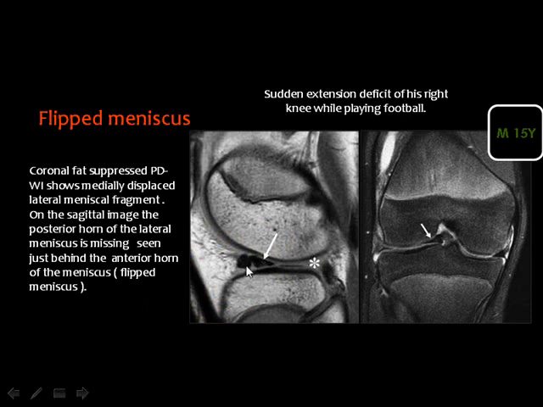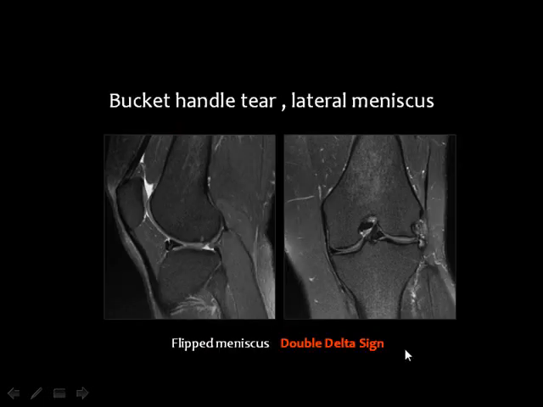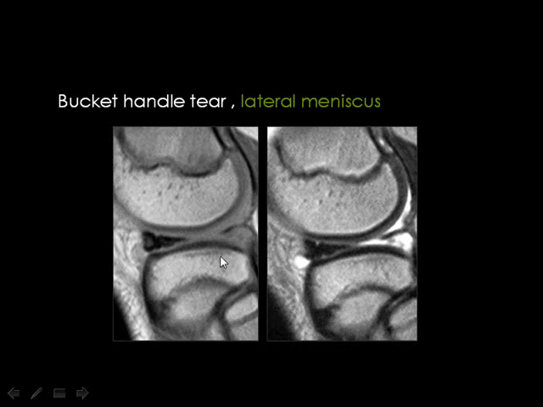Then if you see both horns in the anterior aspect of the knee, you know that this is bucket handle tear of the lateral meniscus. Another example. The posterior horn is not seen, and both horns are present in the anterior aspect of the knee. Then you know that you are dealing with bucket handle tear of the lateral meniscus. Another example. The posterior horn is not seen, and two horns are present in the anterior aspect of the knee, diagnostic of bucket handle tear of the lateral meniscus.